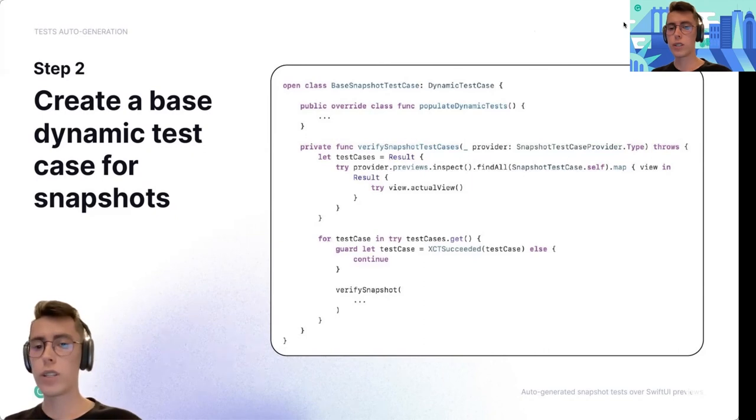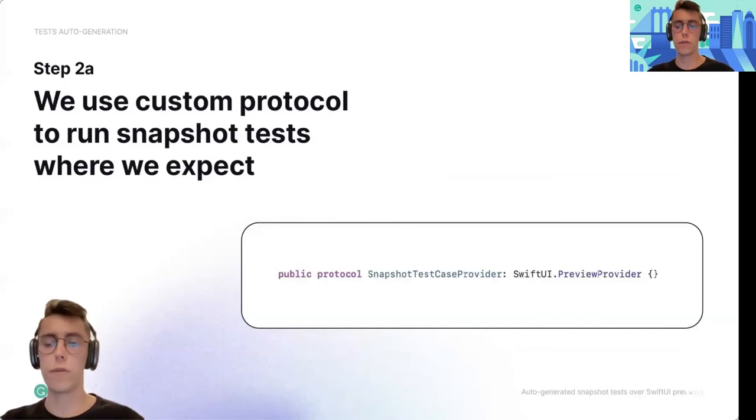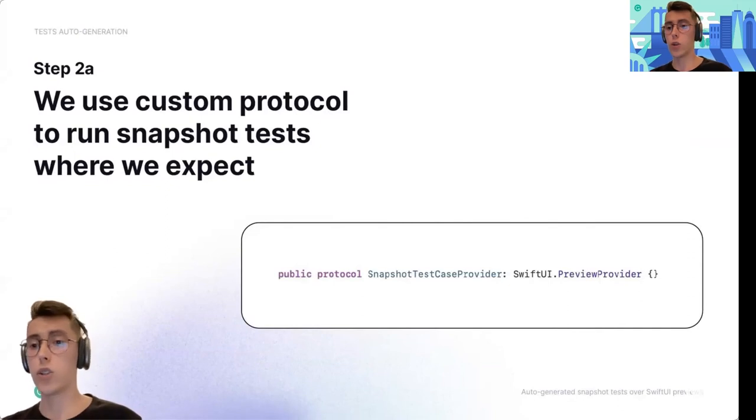Just to clarify, what is a snapshot test case provider in this example? Basically, this is just a protocol inherited from SwiftUI PreviewProvider that we use to prevent some SwiftUI previews from generating snapshots. For example, if we have some small view, which also has a SwiftUI preview provider, but we don't want to run snapshots for it, we can just not do it, because we use our custom protocol to find what kind of type we want to run tests for. You can use any other approach for that, but we chose this one.